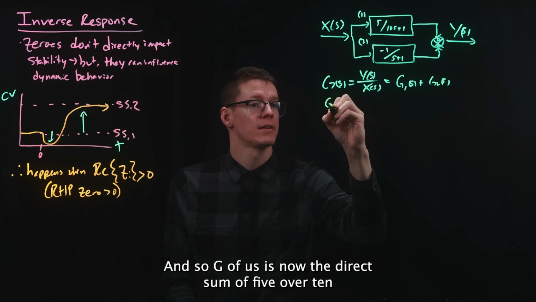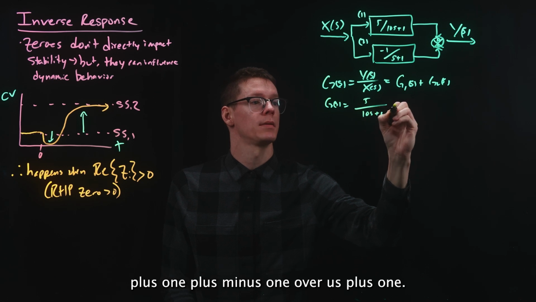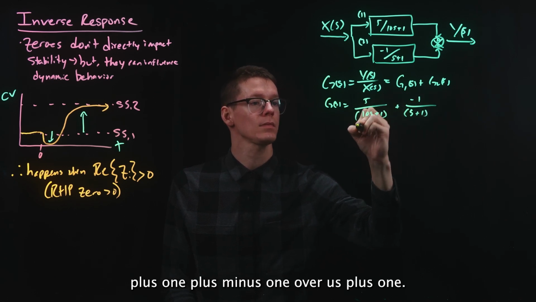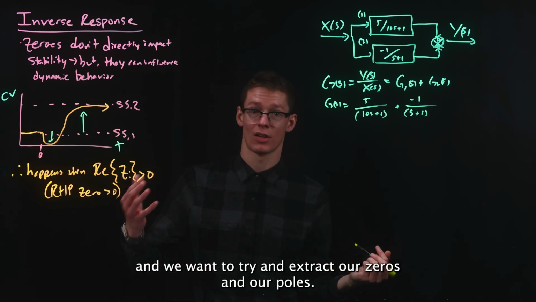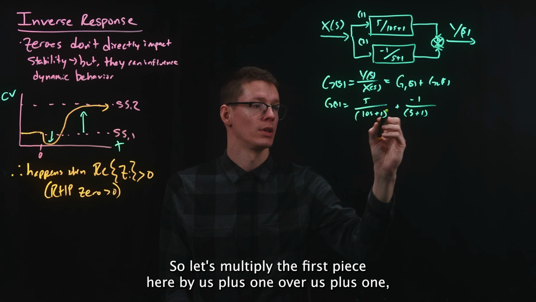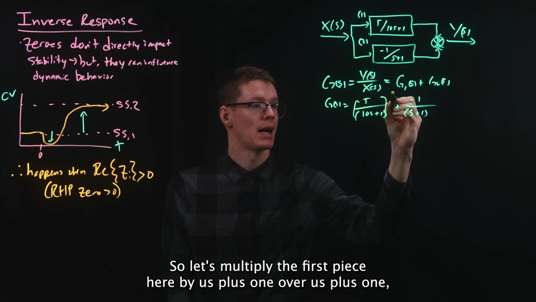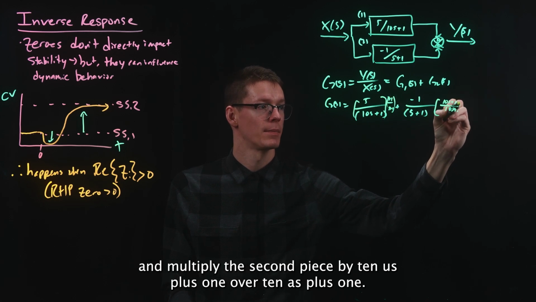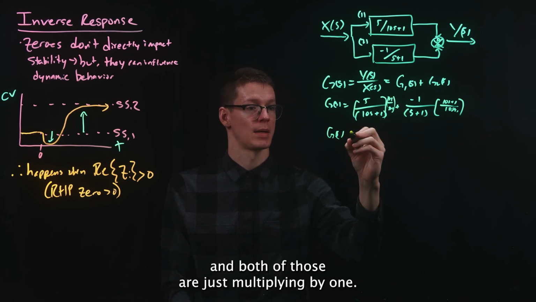And so g of s is now the direct sum of 5 over 10s plus 1 plus minus 1 over s plus 1. We need to combine these to get a singularized term, and we want to try and extract out our zeros and our poles. So let's multiply the first piece here by s plus 1 over s plus 1. And we'll multiply the second piece by 10s plus 1 over 10s plus 1. That'll leave us with a common denominator, and both of those are just multiplied by 1.